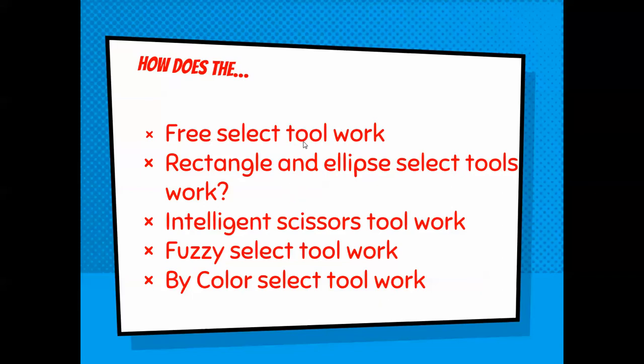Wait, how does the free select tool work? Basically, you drag a scribble and it selects what you scribble. All right, how do the rectangle and ellipse tools work? Well, let me show you.